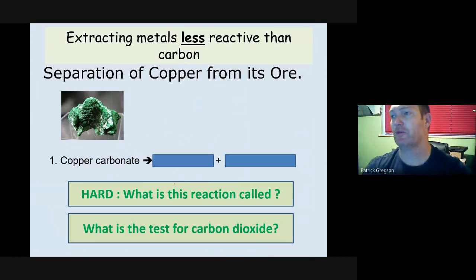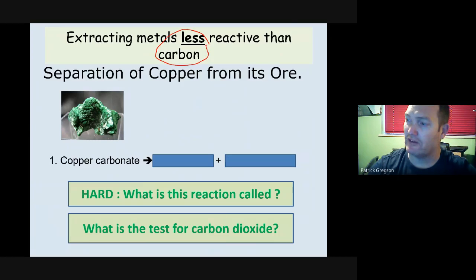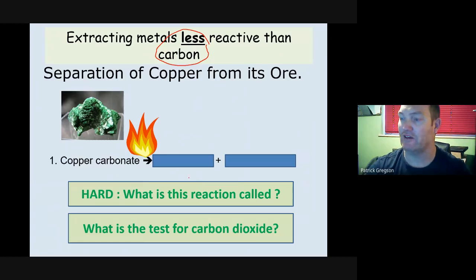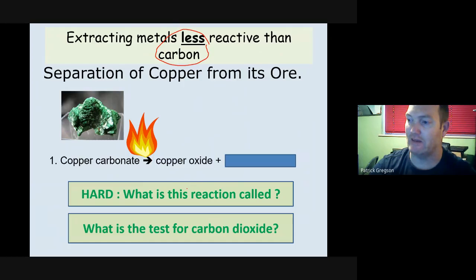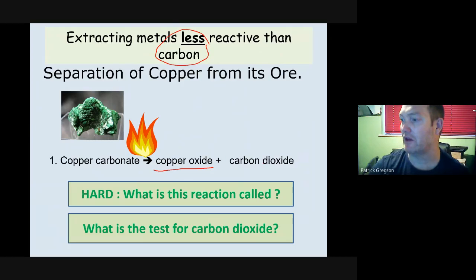Okay, so we've talked about extracting metals that are more reactive than carbon. If they are less reactive than carbon, what we're going to do is we're going to heat things up. There you go, you get a nice little fire sign. So we take our copper carbonate and we heat it up, and that's going to give us a copper oxide. So the oxygen in the air that we're adding. So this should really be like there, and there we go. I'll press the button, and we get our carbon dioxide.